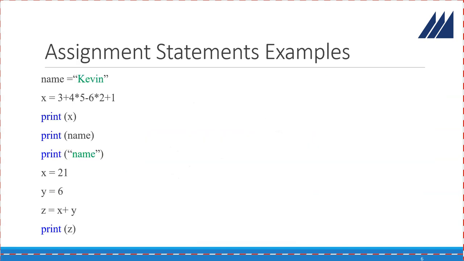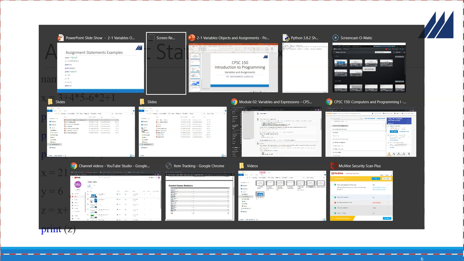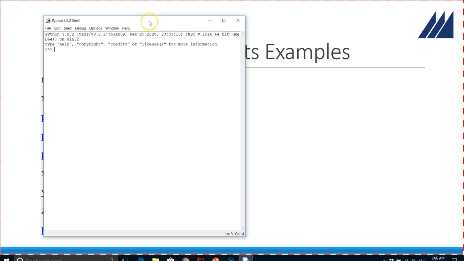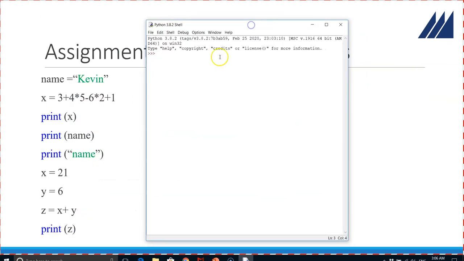Here we have a couple of examples, and I'm going to switch to IDLE to show you some of these examples and the way to work with them. We saw before, if I want to create a variable and the name of it is name, I'm going to assign to it, for example, let's say Kevin.